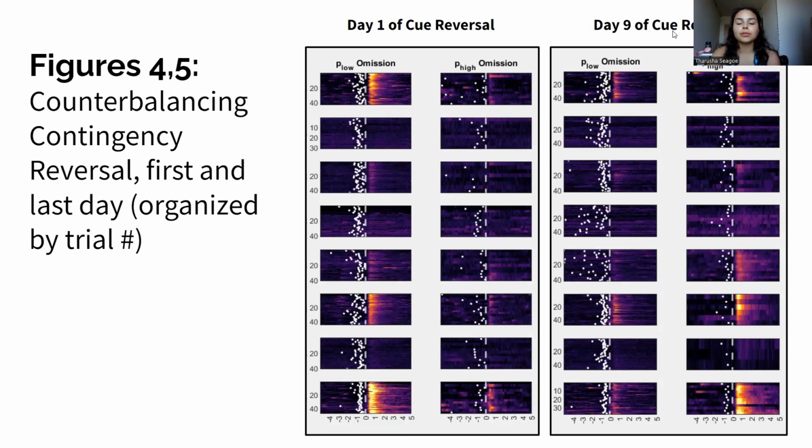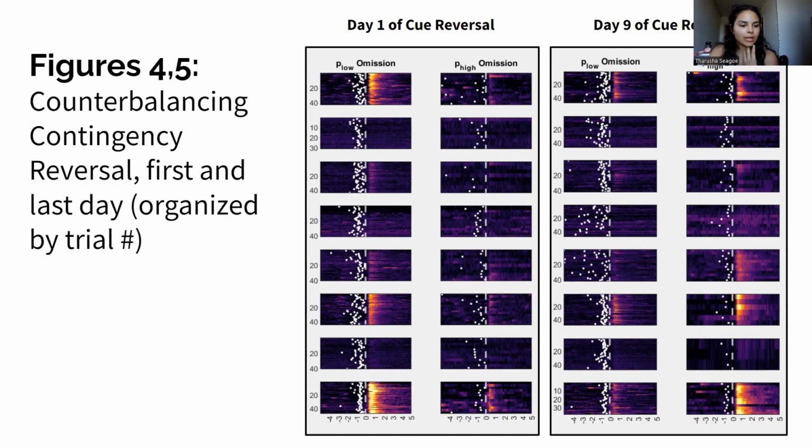But through 9 days of cue reversal, you see this switch where this new low probability cue loses some of the magnitude of the response as the association is built that this is now the low probability cue, whereas for the newly defined high probability cue, you gain this response as the association is built that this cue predicts a high chance of reward. Then when there's an omission, there's a bigger response.